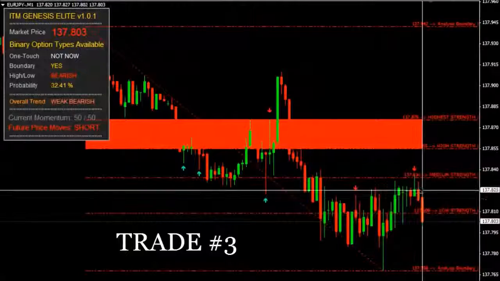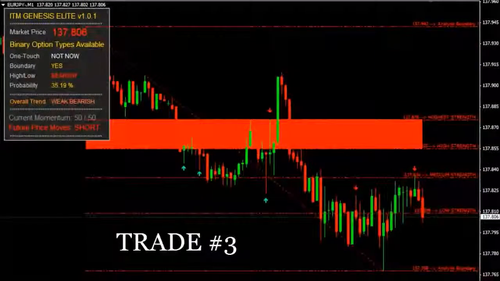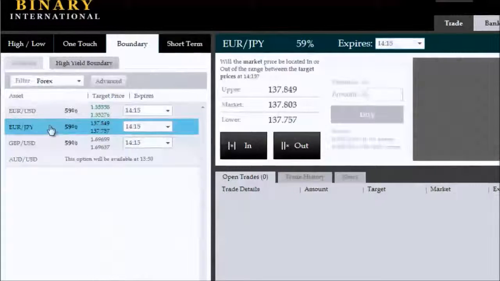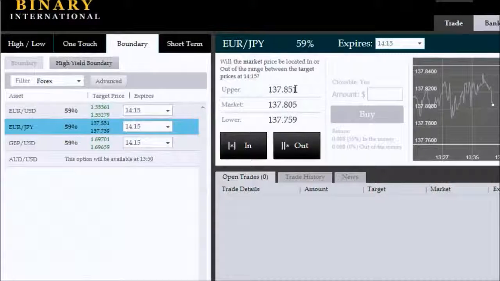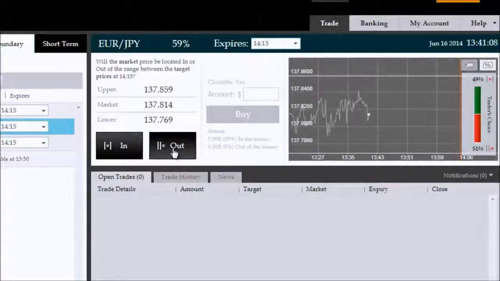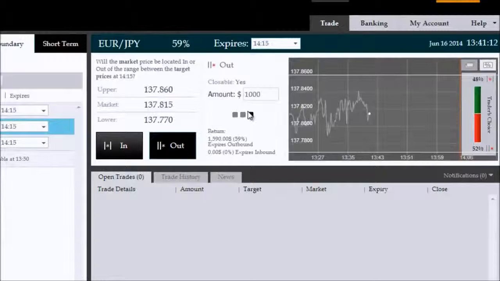Okay, a few more minutes have gone by, roughly 4 or 5. We're back on the Euro Japanese Yen, and a boundary opportunity has matured. We're looking at a 35% probability of price staying in this boundary, and the prices have loaded. So we'll shoot for an outside boundary trade on this particular setup as well. That's a pretty wide upper and lower range, roughly 9 pips, but that's okay. This is a high volatility pair.